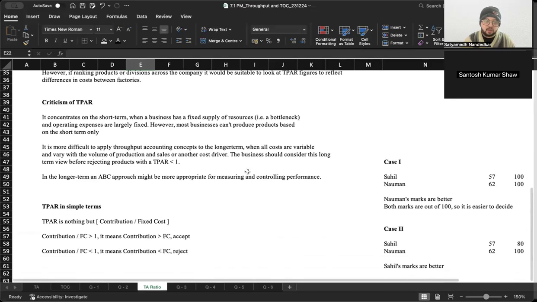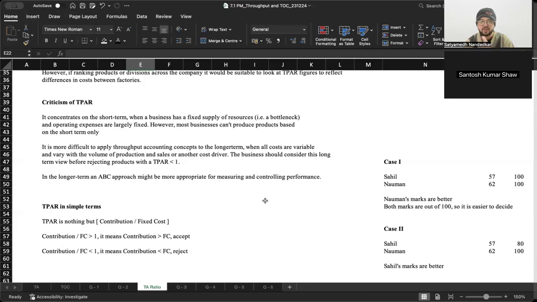This method is not without its own set of criticism. It concentrates on the short term, when a business has a fixed supply of resources and operating expenses are largely fixed. However, most businesses cannot produce products based on the short term only. One of the bigger criticisms is that when you are calculating throughput, it assumes that apart from material cost, every cost is fixed, and it is thinking about things in the short term. The problem magnifies in the long term, because in the long term, labor is not necessarily going to remain a fixed cost.